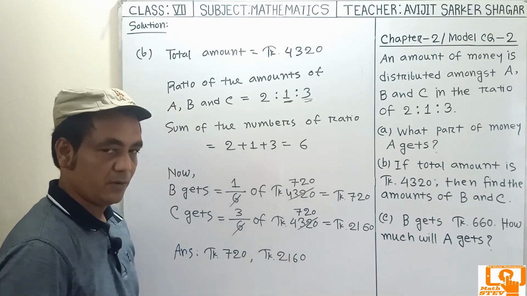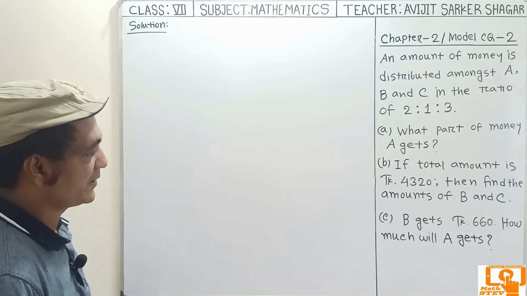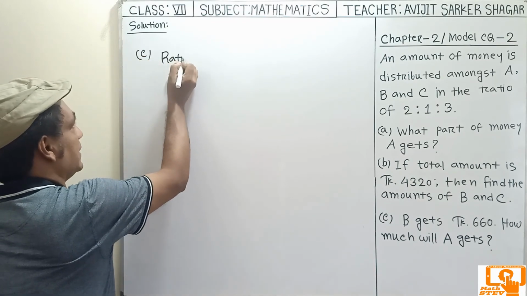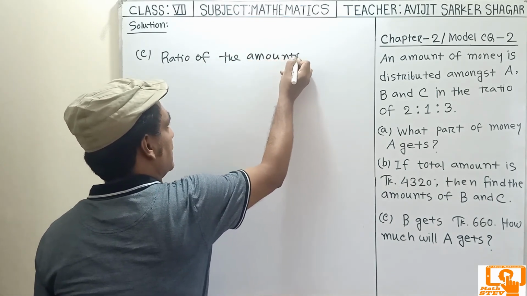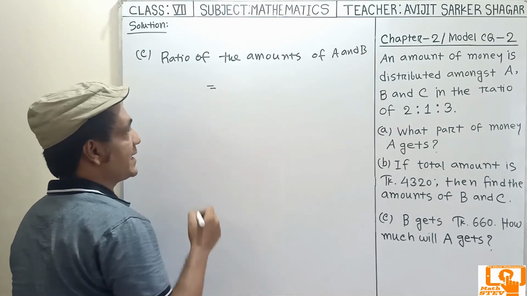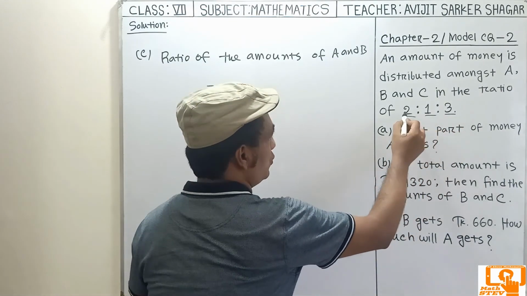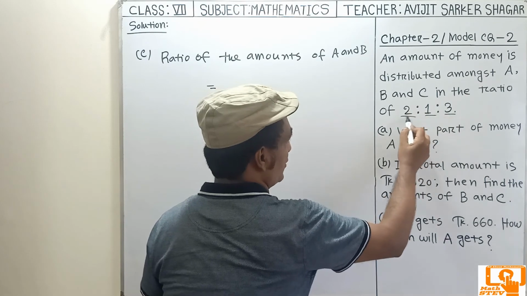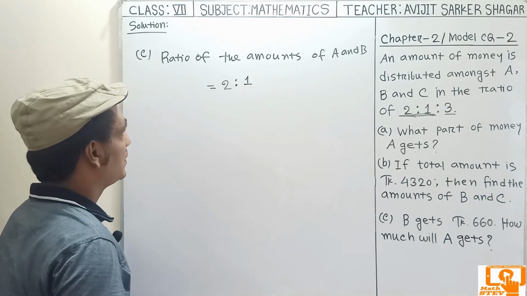Question C. B gets taka 660. How much will A get? Ratio of the amounts of A and B: what is it? Given, the ratio of the amounts of A, B and C is 2:1:3. It is for A, for B and for C. So we can write only this part, 2:1.